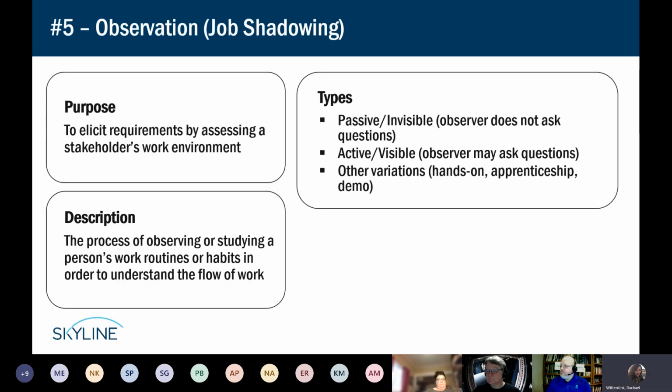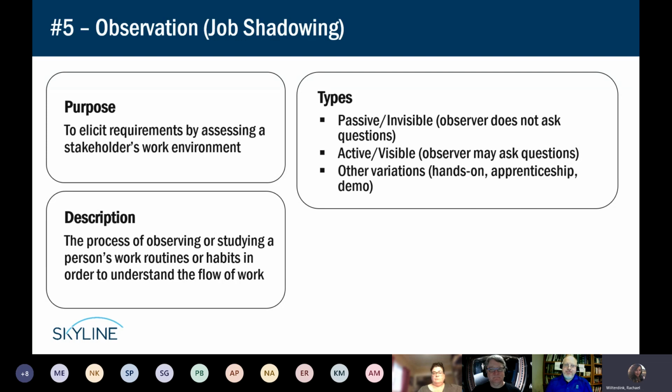Right, moving on. Observation, also known as job shadowing. Has anybody done this? Raise a hand. Few? 3, 5. Okay, that's about 10. Oh, I'm not good at math. Never mind. All right. So why would you do this? It sounds kind of invasive to me, doesn't it?